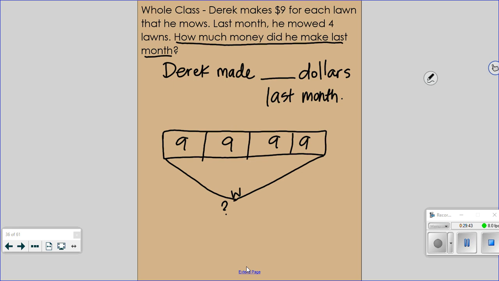Could do 9 times 4. If we're thinking about this as part, we have 9 plus 9 plus 9 plus 9. But we already know the shortcut. We don't have to write 9 plus 9 plus 9 plus 9. We can do the shorter version, aka the multiplication version. 4 groups of 9 equals box.